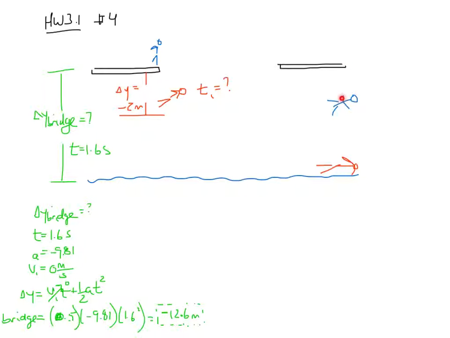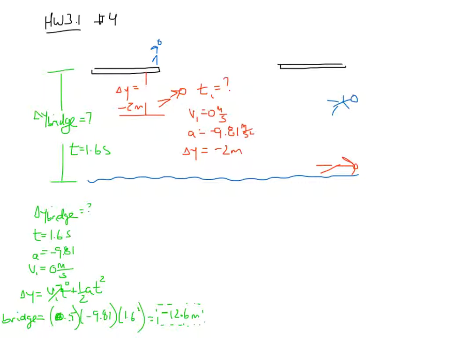Okay? So, let's find out what that T1 is right there. Well, that time we want to solve for. We know that the initial velocity is going to be 0 meters per second. Acceleration is going to be negative 9.81 meters per second squared. And the displacement, delta y, we are told right here is going to be negative 2 meters.